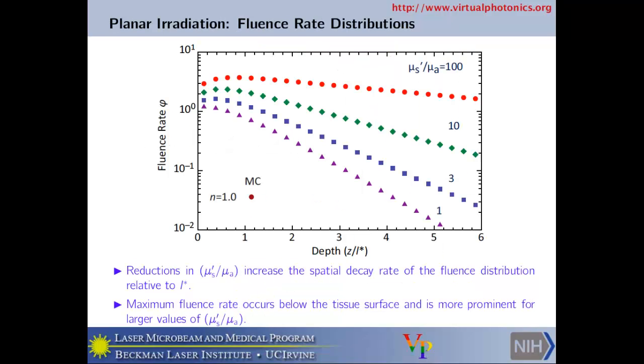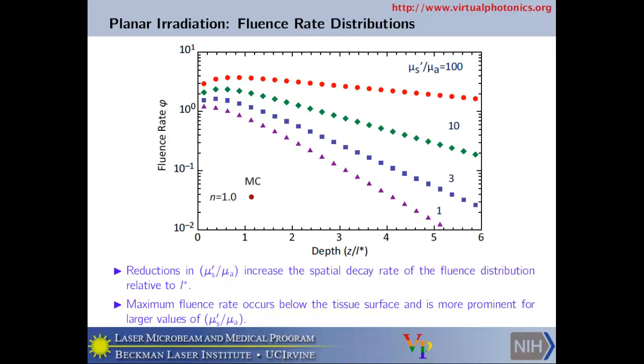Okay, so what I've first shown here is Monte Carlo simulation results of the fluence rate as a function of depth. I've normalized the depth in terms of the transport mean free path. So we talked about the transport mean free path. It is the length in tissue that on average a photon travels before undergoing either an isotropic scattering event or an absorption event. Okay, so it's 1 over the sum of mu a plus mu s prime.